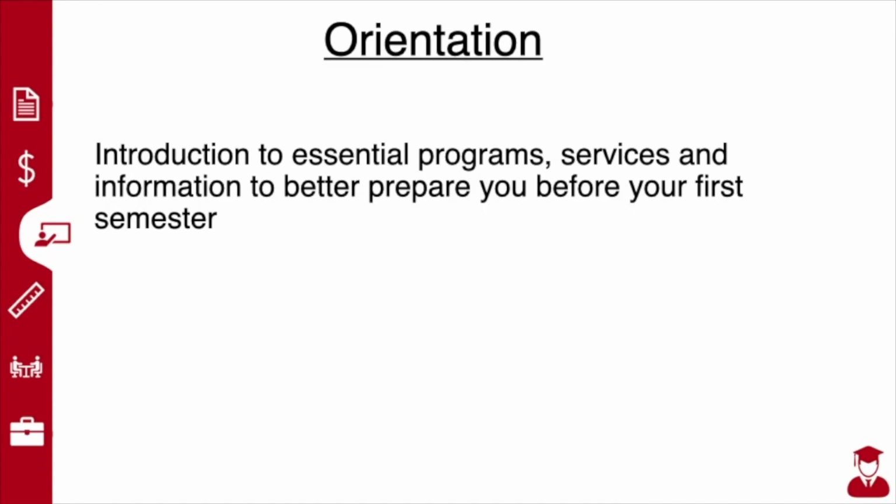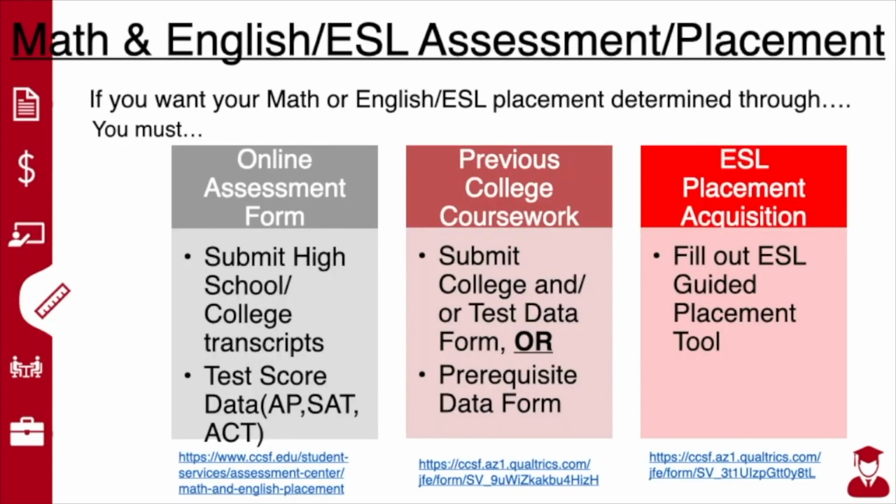The next thing that we'll cover will be your math and English placement test scores. If you want your math and English placement determined, there are a number of ways. You must go through either the online assessment form based off of your previous college coursework or ESL placement acquisition. All of these links to these particular areas will be provided to you after the presentation is concluded.